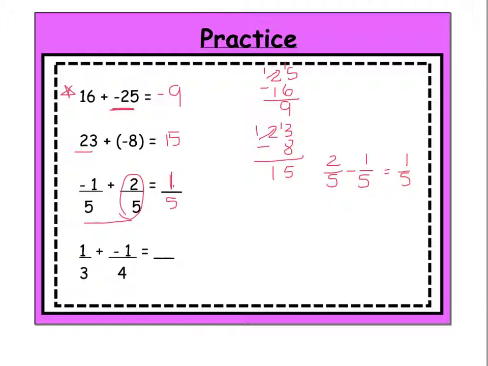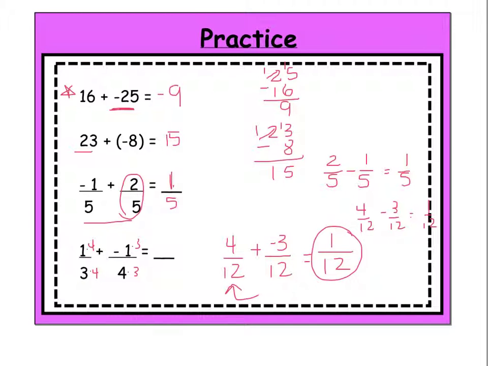Down here, we have to get a common denominator. So again, just like the last time, our common denominator between 3 and 4 is 12. So we're going to rewrite this, multiplying by 4: 4/12 plus negative 3/12. And we have to decide what that's going to be. So we're going to do 4/12 minus 3/12 and get 1/12. And since the bigger one is positive, our answer is going to be a positive 1/12.